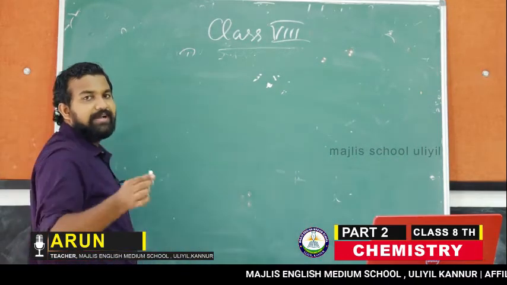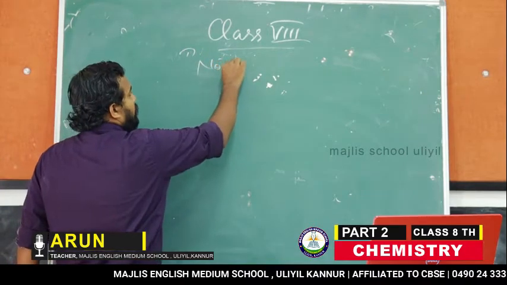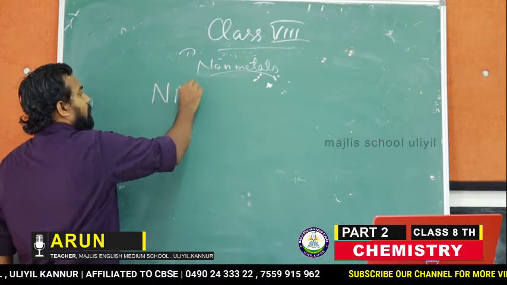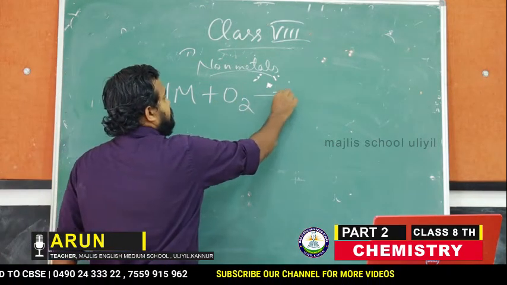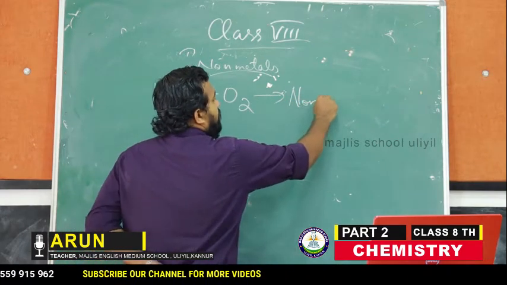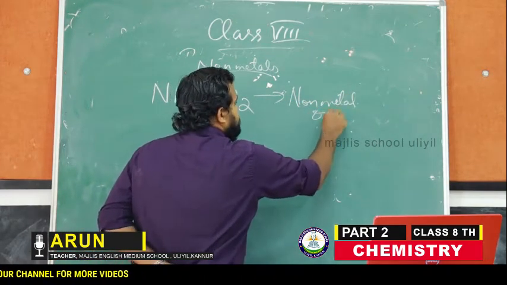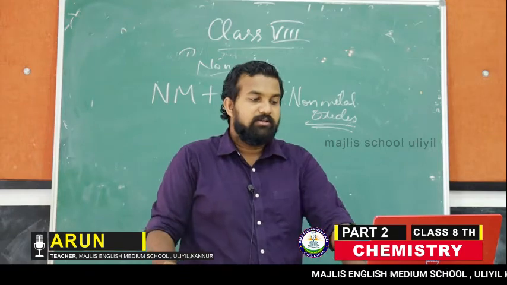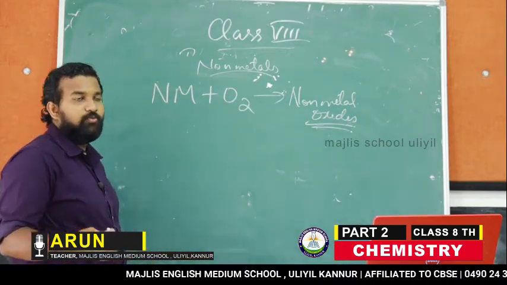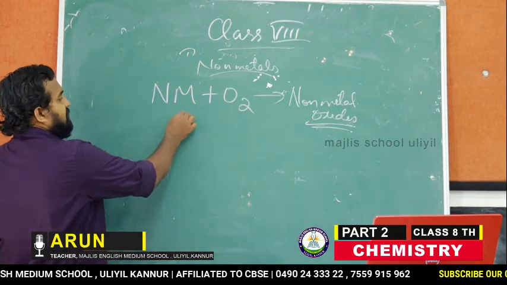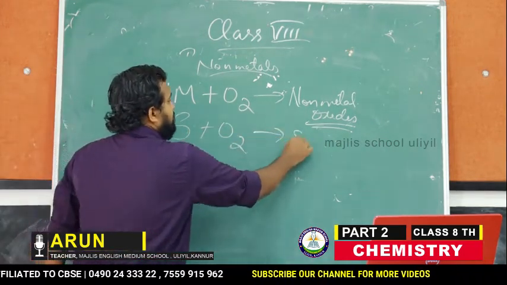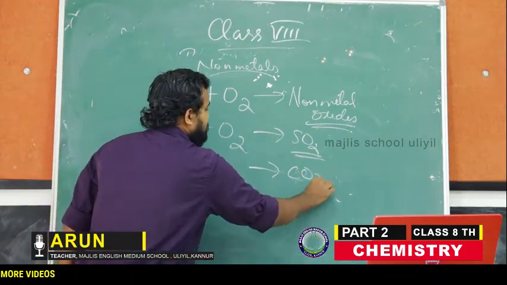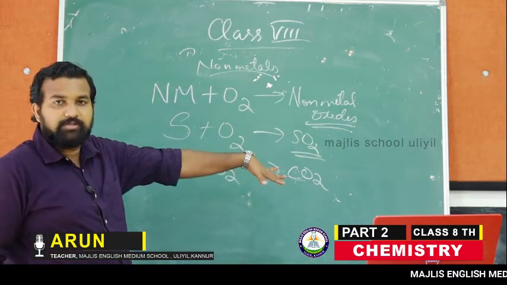Now, as we have discussed the reactions of metals, we will have to discuss the reactions of non-metals. When a non-metal is reacting with oxygen, it will give non-metal oxides. Before, it was metal reacting with oxygen to give metal oxides. Now, non-metal reacting with oxygen will give non-metal oxides. For example, sulfur, when reacting with oxygen, gives sulfur dioxide. Carbon, when reacting with oxygen, gives carbon dioxide, which is a non-metal oxide.